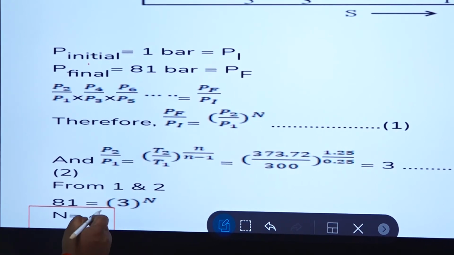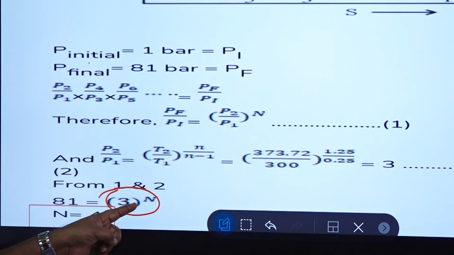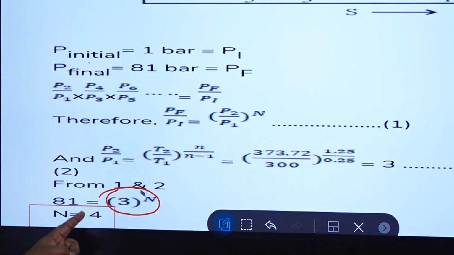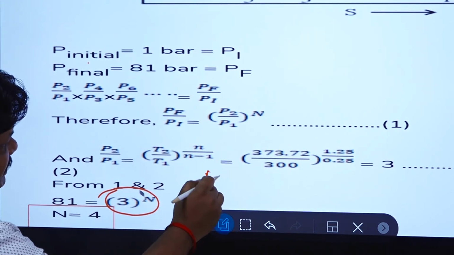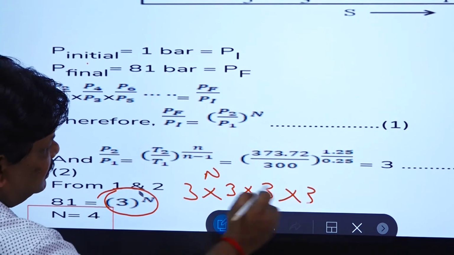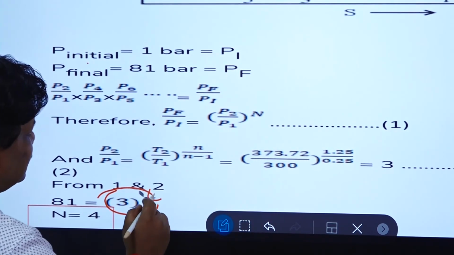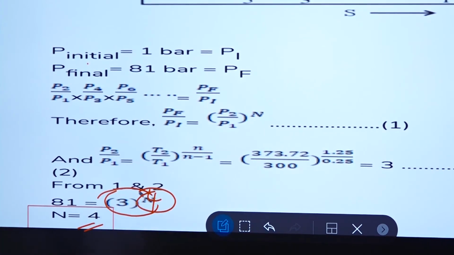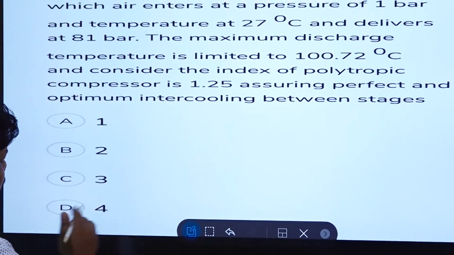So from that you can easily find the value of n. 81 is equal to 3 power n. So 3 into 3 into 3 into 3 is 81, 9, 81. So 3 power 4 is the answer. So n is equal to 4. So the number of stages for this is equal to 4.